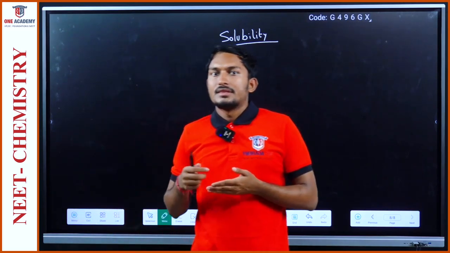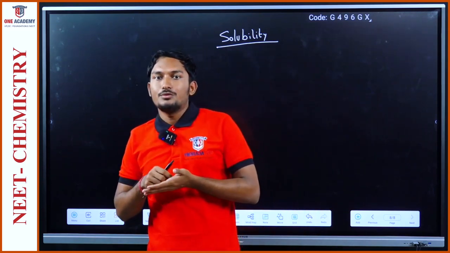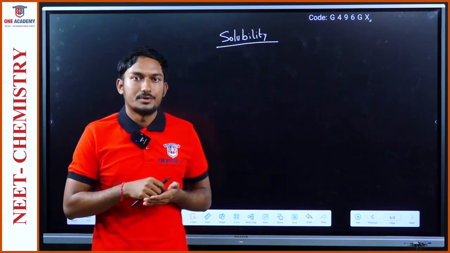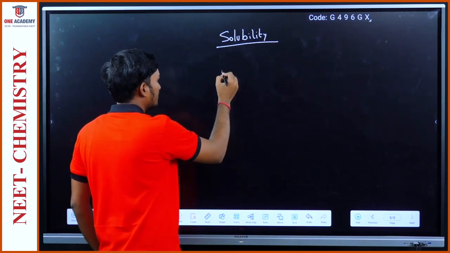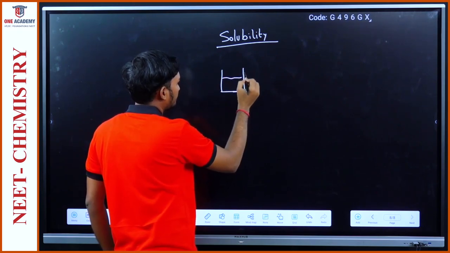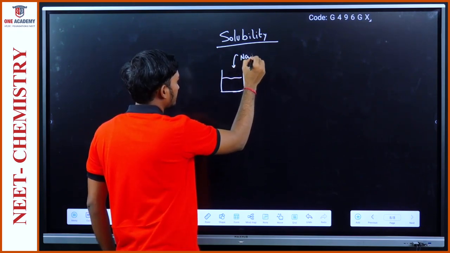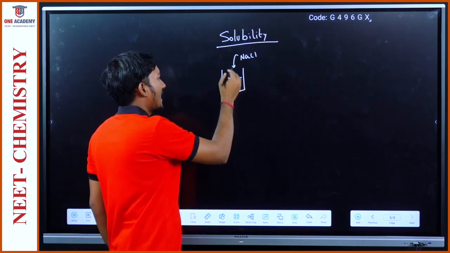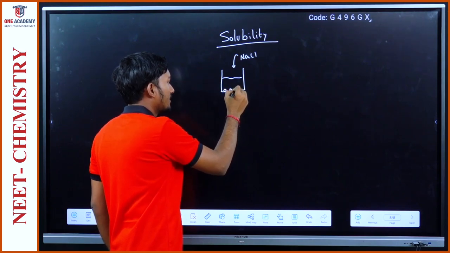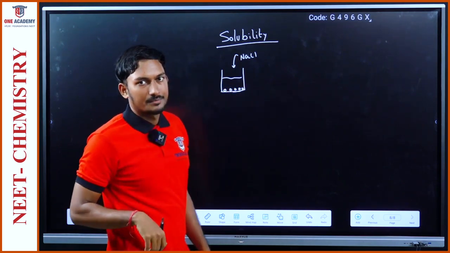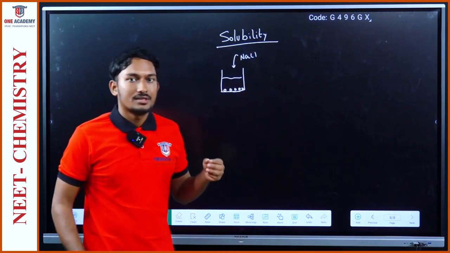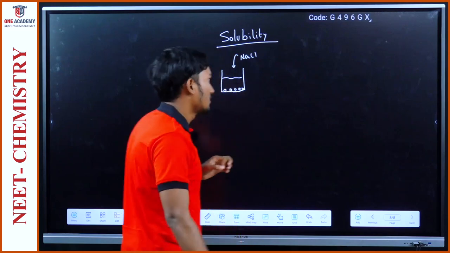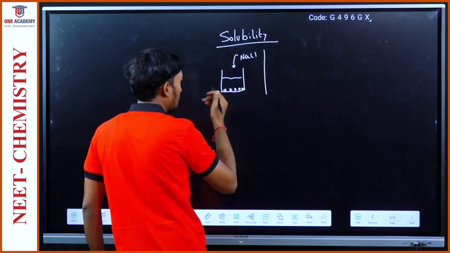After some time, we can see that the NaCl added will not be dissolved as much as when it was added initially. Suppose I have water over here and I am adding NaCl. Initially it will be dissolved completely, but after some time the NaCl added will not be dissolved, but will remain stuck on the bottom of the beaker. So we can say that we have reached the maximum solubility of NaCl in water at that temperature. Note, I am saying too many terms, you have to note that.